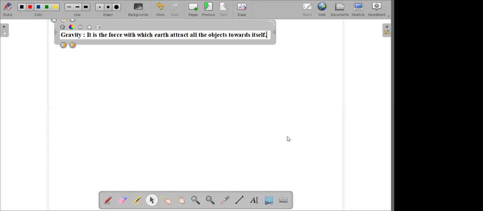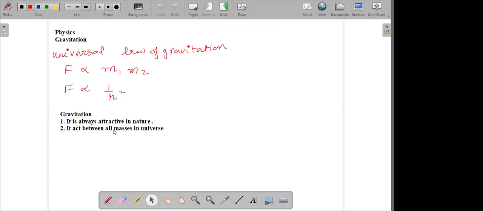Okay. So Shravan, what is gravity? So it is a force which attracts all the objects towards itself. To the earth. Okay, it is the force with which the earth attracts all the objects towards itself that we call gravity. Okay. And what is gravitation here? What is the force of gravitation that we have studied here?